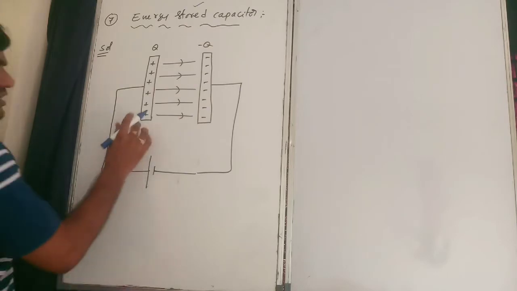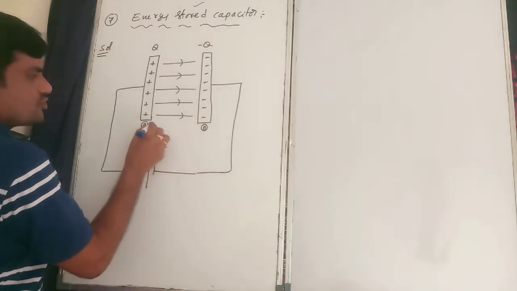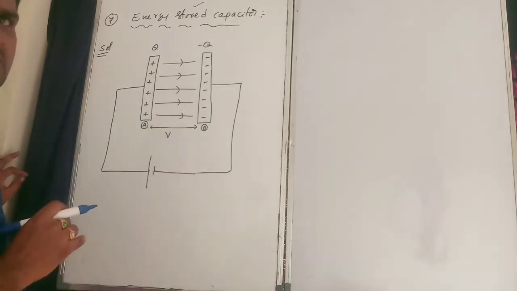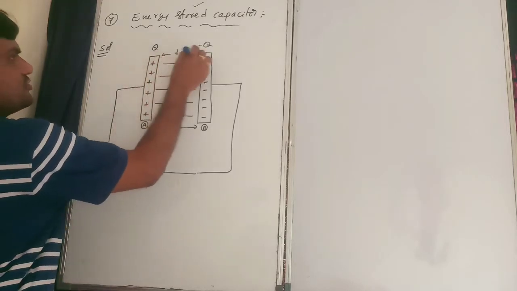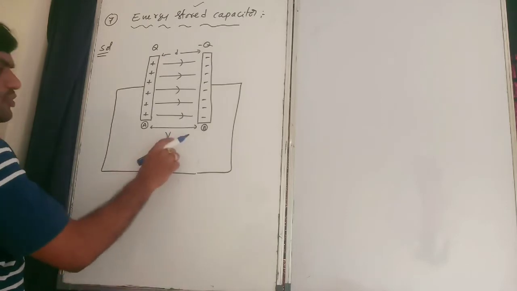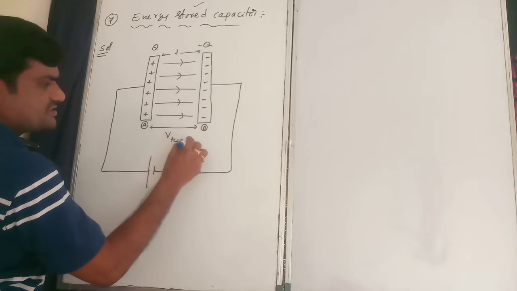Correct? So now this is plate A and this is plate B. From here to here the potential difference, I will consider V. The distance from here to here is D. Distance is equal to D. So here V is the potential difference between the two plates.